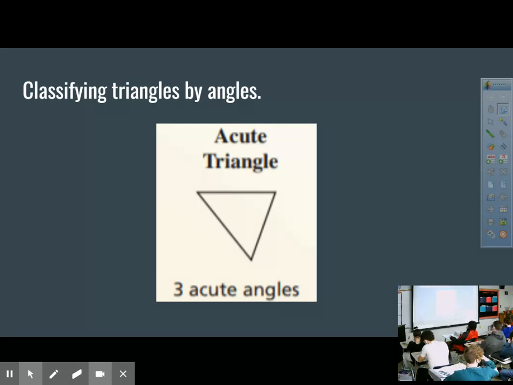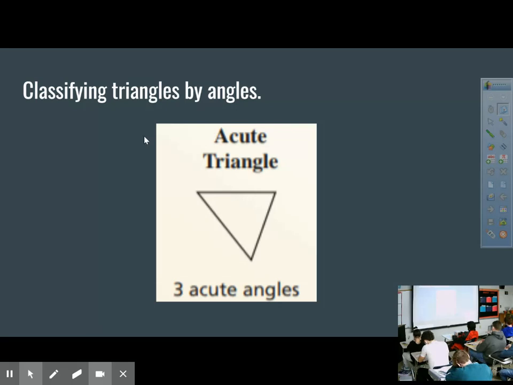The second one would also be considered acute. What about that last one? No, because it doesn't have three. One of the angles is bigger than 90, so that one would not be considered acute. So only the top two are acute.